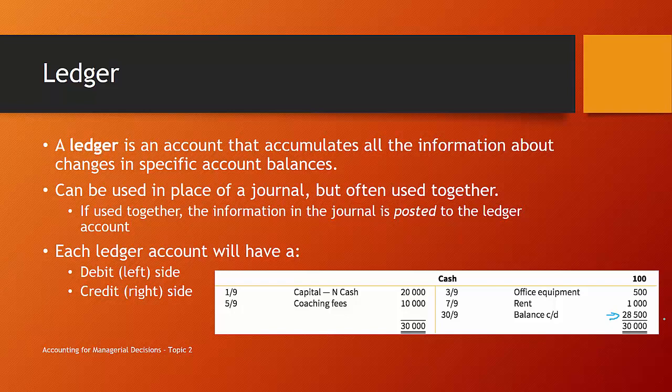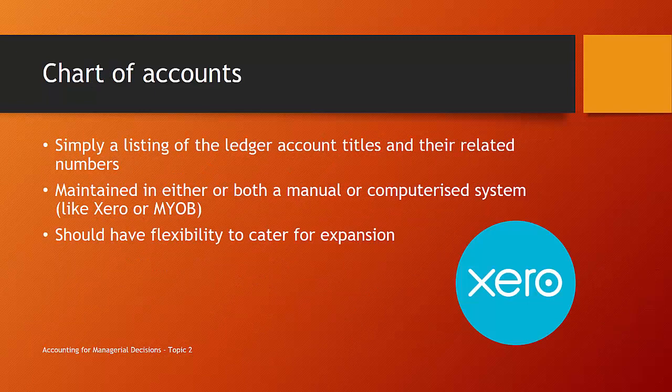The ledger account has a debit side and a credit side, left and right. The chart of accounts is just simply a listing of the ledger account titles. So this is where they all get listed down. They can be done in a manual system or in a computerized system like your Xero or your MYOB or whatnot. And you can certainly add accounts to them.